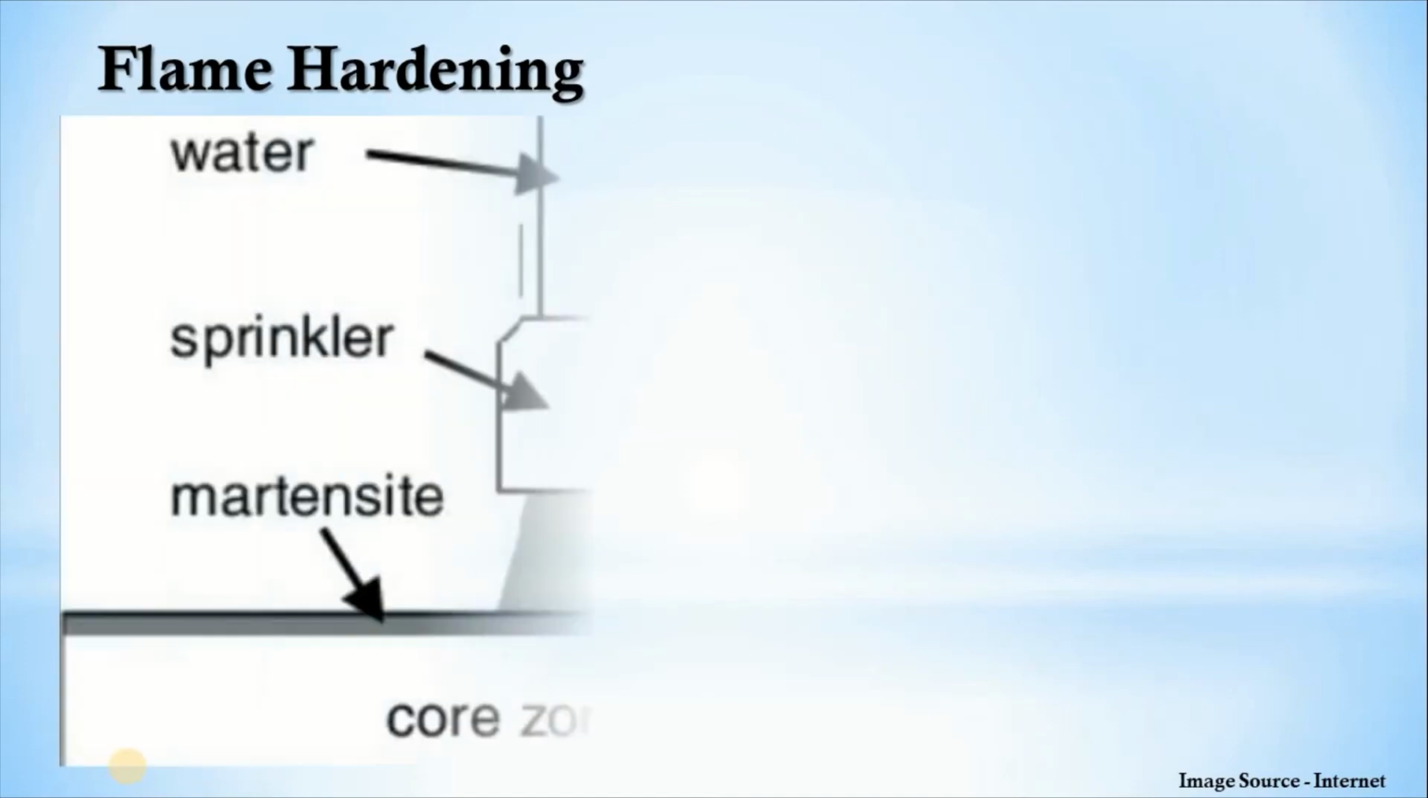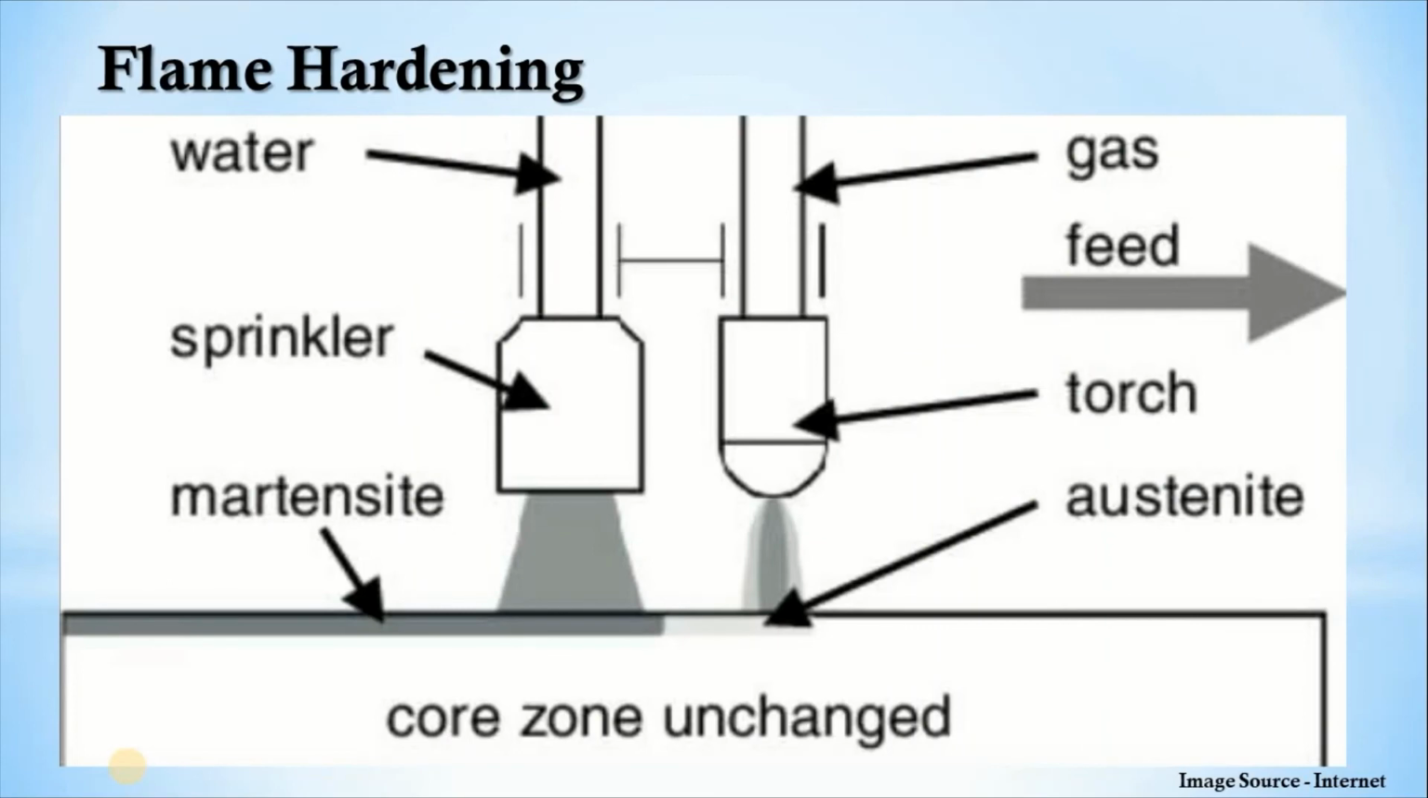Then next case hardening process is flame hardening. Flame hardening is a common surface hardening method. Metal surfaces such as steel are heated with a high temperature flame. So you can see from the torch, the flame is applied, and it is quenched at this high temperature. The result of flame hardening is a hard surface that is more resistant to wear and corrosion. So whatever material is flame hardened has good resistance to wear and corrosion.